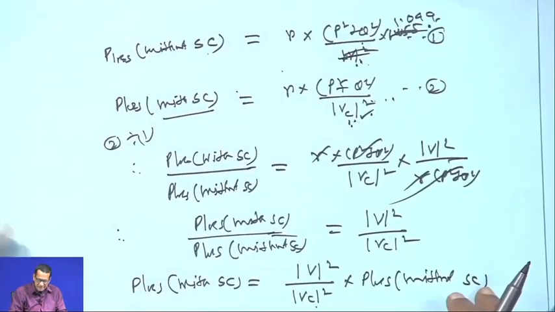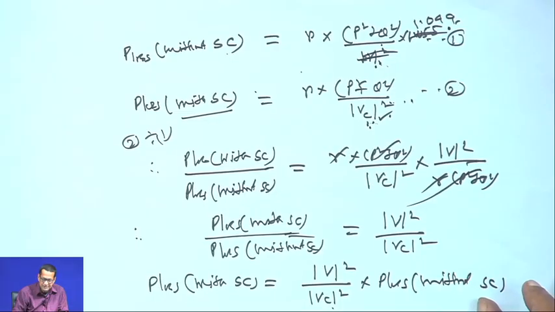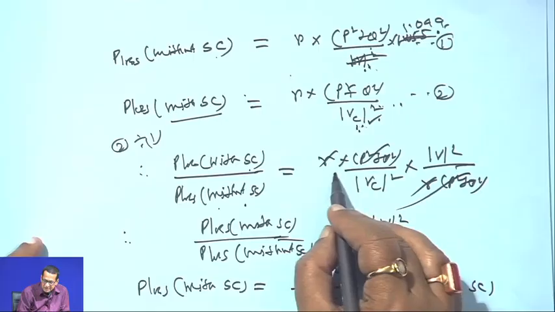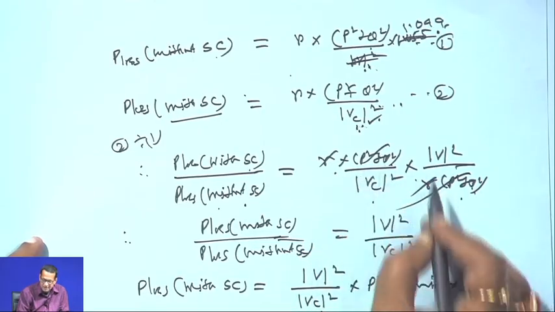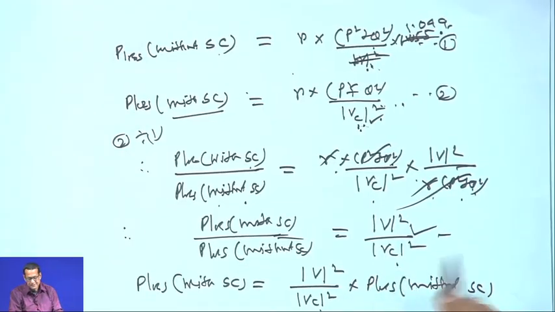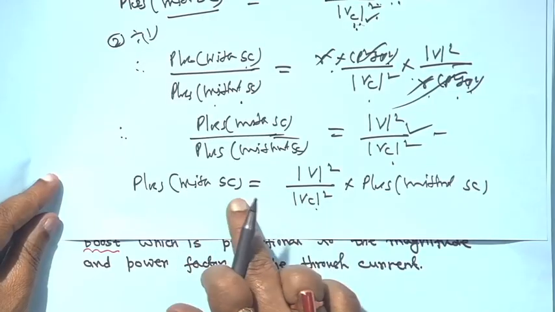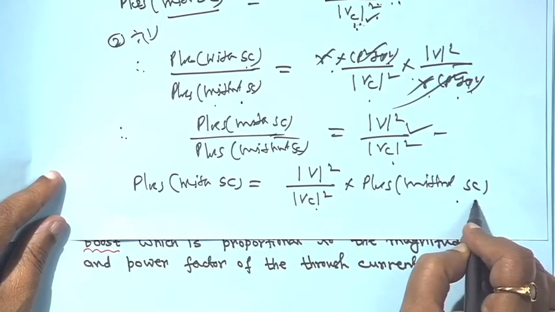So that means, whatever P loss with series capacitor and without series capacitor was, P loss with series capacitor by P loss without series capacitor is R into P square plus Q square upon V square into V square upon R into P square. So these two will be cancelled. It is coming as V square upon Vc square. So this way the loss will decrease, and the simple expression is maintained: P loss with series capacitor is proportional to V square upon Vc square into P loss without series capacitor.